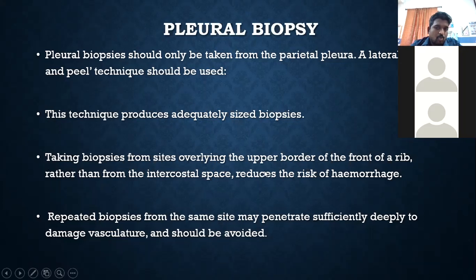Taking biopsy from sites overlying the upper border of the rib rather than the intercostal space reduces the risk of hemorrhage. This is the point: you should not take it from the intercostal space. Repeated biopsy from the same site may penetrate deeply enough to damage structures and should be avoided.